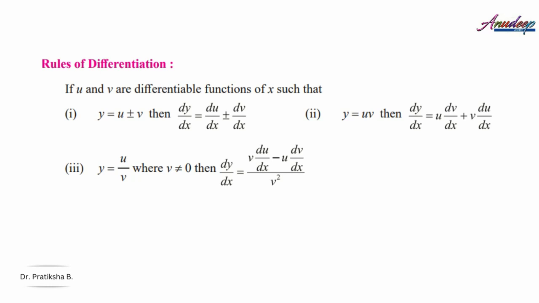But if you have two functions in a product, like y is equal to u into v, then the product rule says dy by dx is u dv by dx plus v du by dx. And if you have two functions in division, you can apply the quotient rule, which says dy by dx is equal to v du by dx minus u dv by dx, whole upon v square. These rules are very helpful when you are solving the problems.